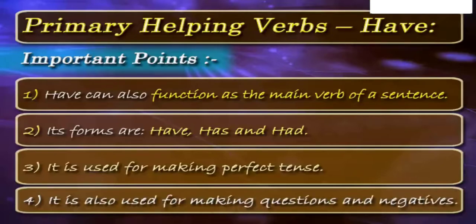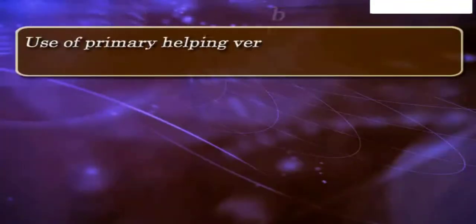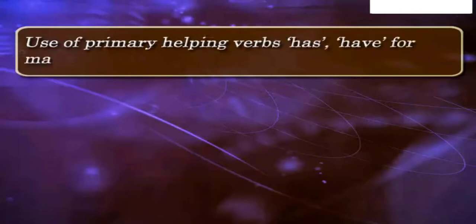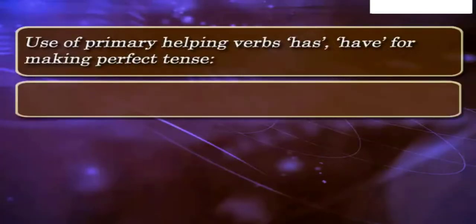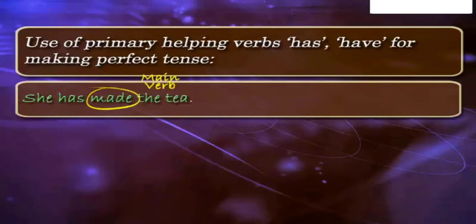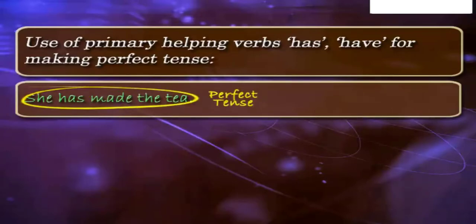In this module, we will learn use of primary helping verbs has, have for making perfect tense. She has made the tea. Here, has is helping the main verb made and is thereby converting the sentence in a perfect tense.